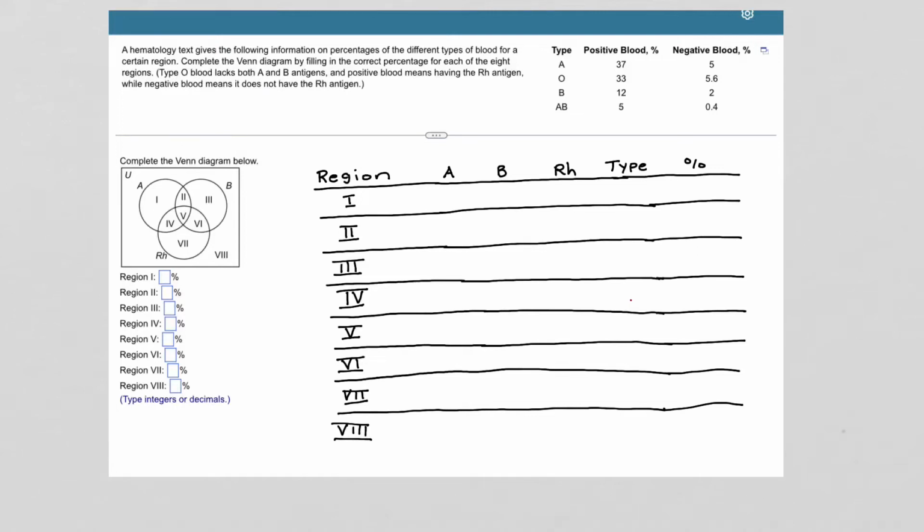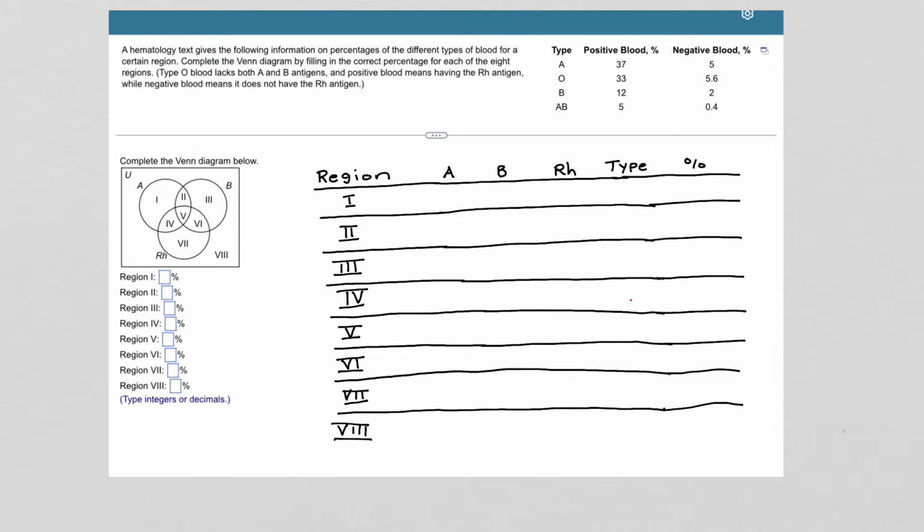In this problem, it says that a hematology text gives the following information on percentages of the different types of blood for a certain region. So we want to complete the Venn diagram determining what percentage of individuals fall into each of the regions in the Venn diagram.